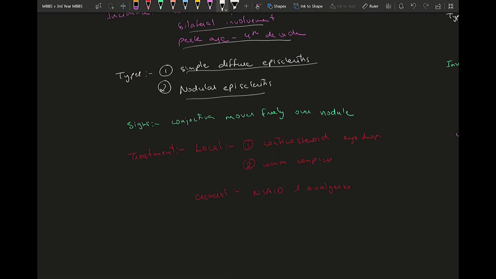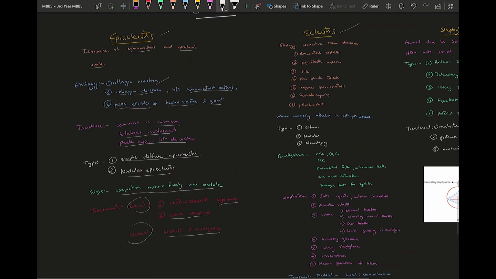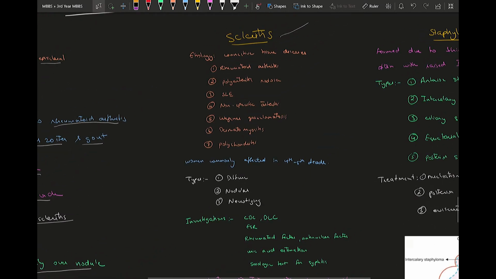So the sign is that the conjunctiva freely moves over the nodules. This denotes that the nodules are present deeper to the conjunctiva, which is the sclera. So for the treatment, you have local options and general options. Your local options are, you can use corticosteroid eye drops, or you can give a warm compress which gives symptomatic relief. And general measures, you can give NSAIDs and analgesics to treat the symptoms of episcleritis.